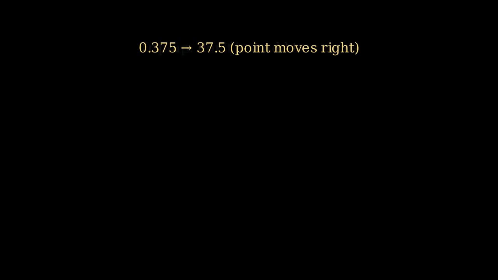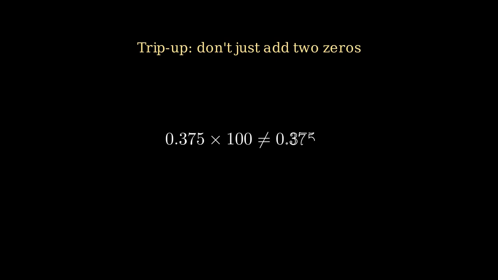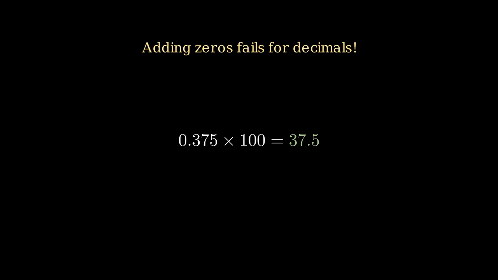Now, a common trip-up. Learners sometimes multiply by 100 by just adding 2 zeros onto the end of the number, the way you would with a whole number. This works fine for whole numbers, but it silently fails for decimals. Adding zeros to 0.375 does nothing useful and does not give you the correct answer of 37.5.